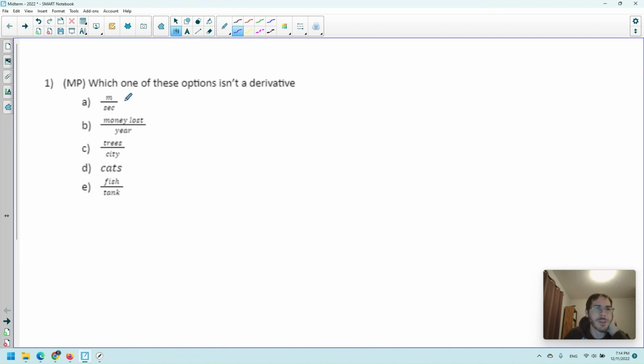So if we look at all of our choices, meters per second is a rate of change. Money lost per year is a rate of change. Trees per city is a rate of change. Cats is not a rate of change. Fish per tank is a rate of change. So the idea is D.